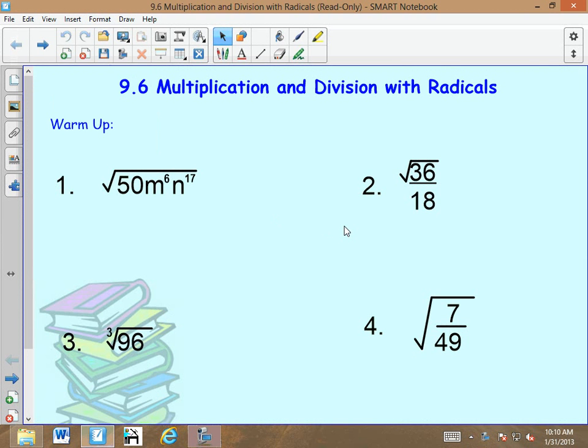Okay, this is lesson 9.6. We're going to talk about multiplying and dividing radicals. It is very simple. First, we're going to go over the warm-ups.